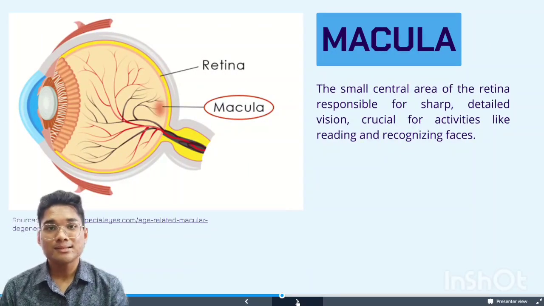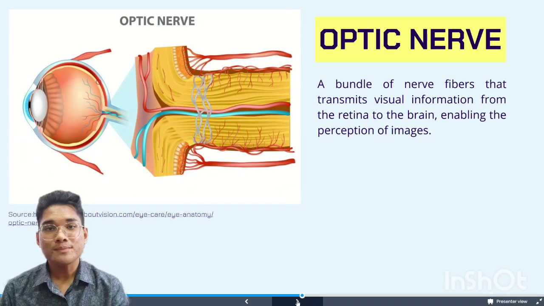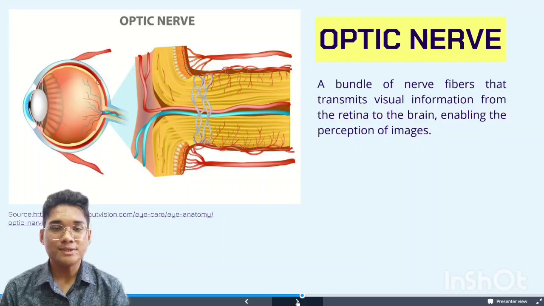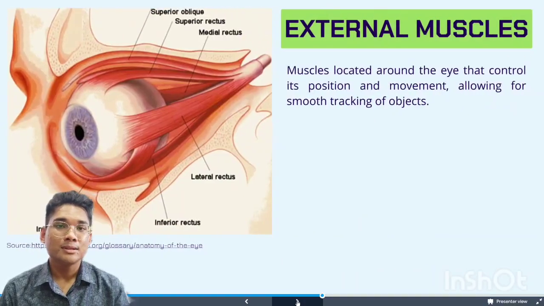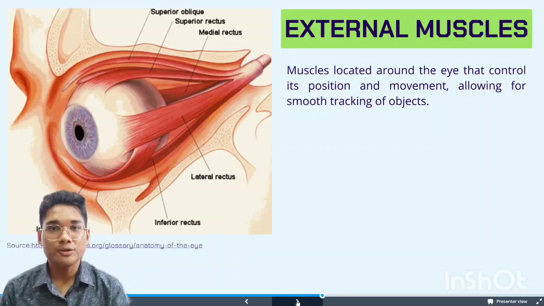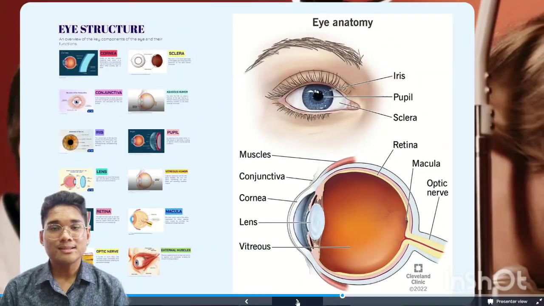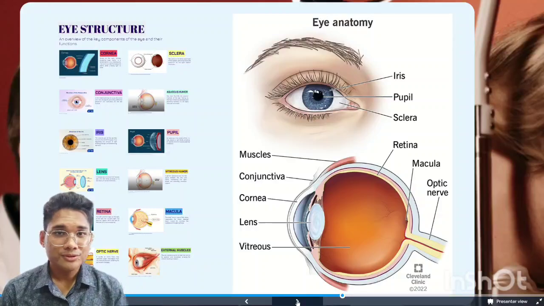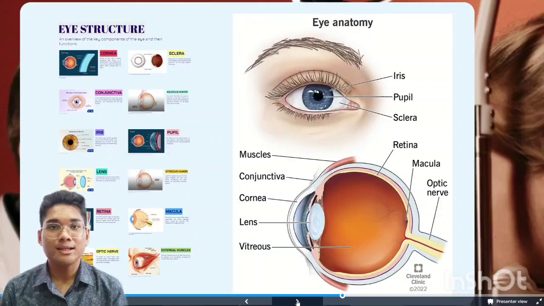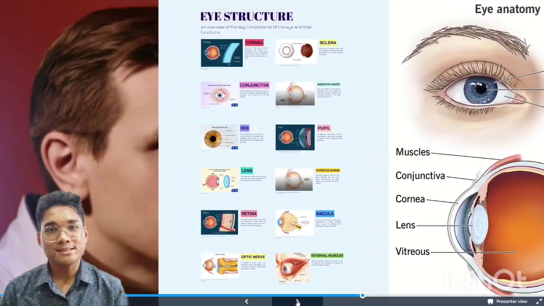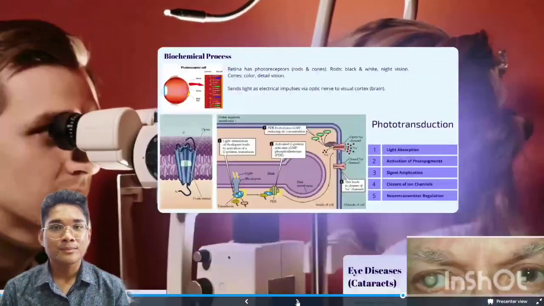Macula, the central part of the retina that helps us see details and color. Optic nerve, it transmits visual information to the brain. And the last one, external muscles. These control eye movement and allow us to focus on objects near and far. This anatomy works together seamlessly to give us clear vision, but how does this work on a biochemical level? Let's discuss the process of phototransduction.